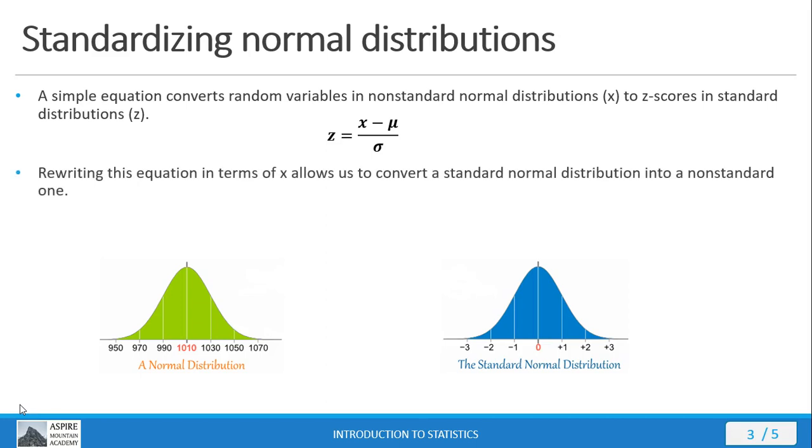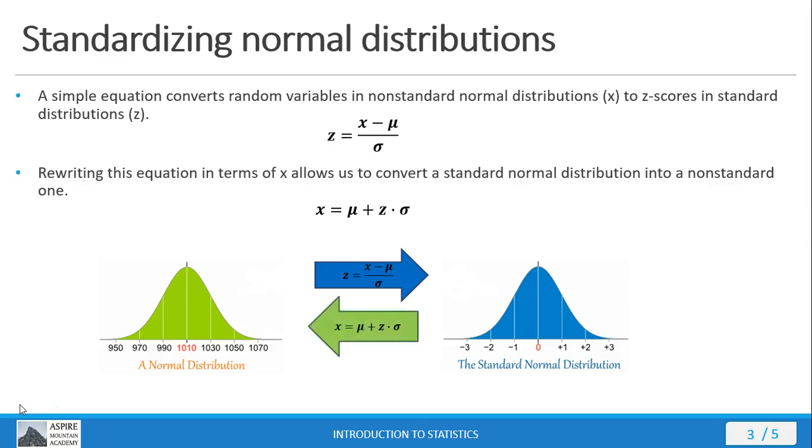Of course, we can also go the other way. If we have a standard normal distribution and we want to convert it back to the non-standard normal distribution, we just rearrange our z-score equation to solve for x, and then we have an equation that helps us make the conversion going the other way. So, to convert from a normal distribution to a standard normal distribution, we use our z-score equation. To go the other way, we simply rewrite our z-score equation.